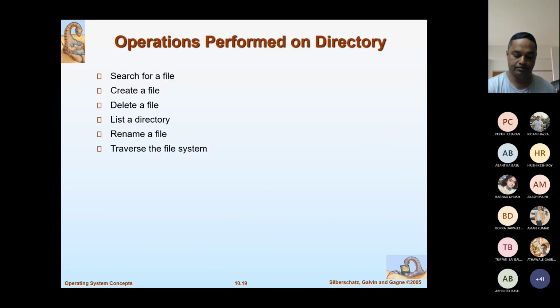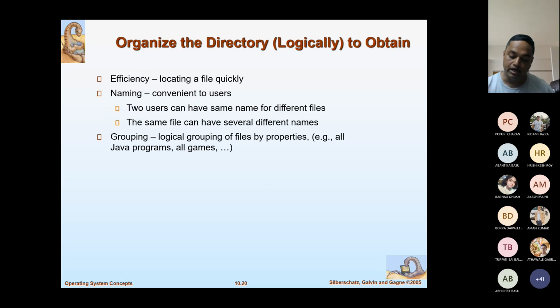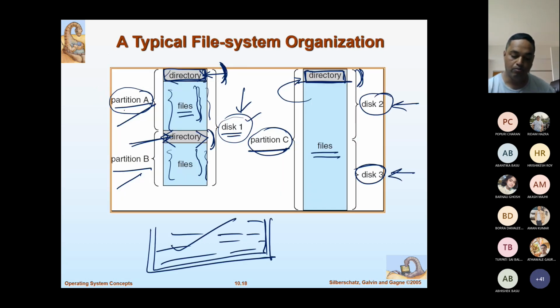Now, what are the operations performed on a directory? As I told you, you have a directory. The directory is just like a content page, and both the directory and the files are stored in the hard disk only. As both the content page and the actual chapters of the book are in the book itself, in the same way, the directory and the files both are in the hard disk itself.